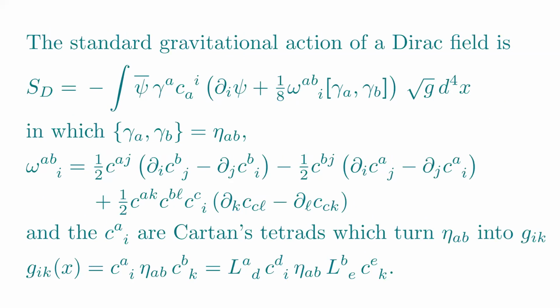The standard Dirac action is really awfully complicated. These C's are Cartan's tetrads, which, with the ordinary 4x4 metric of flat space-time, give you the metric of space-time. I just think this is too complicated and ugly.